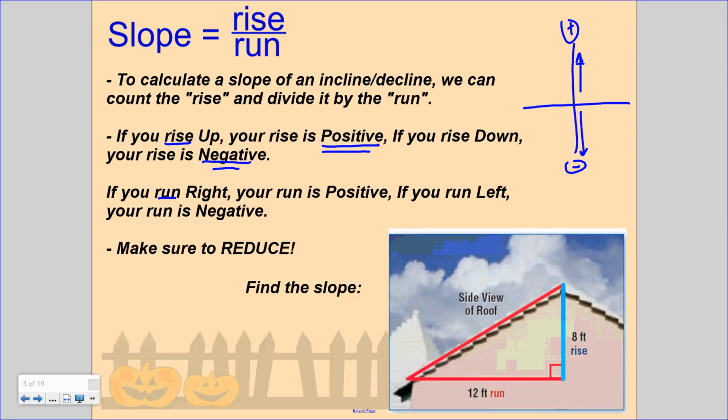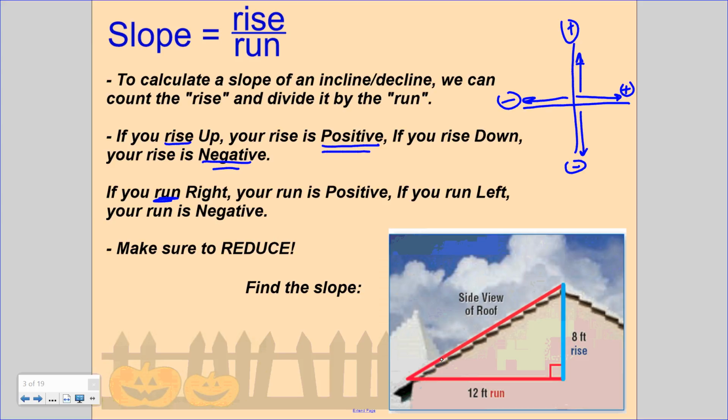If you run, so running refers to the horizontal movement from side to side. If you run in the positive direction, that will be to the right. And if you run to the left, that makes a negative run, so a negative value for your run. We will also always make sure to reduce.